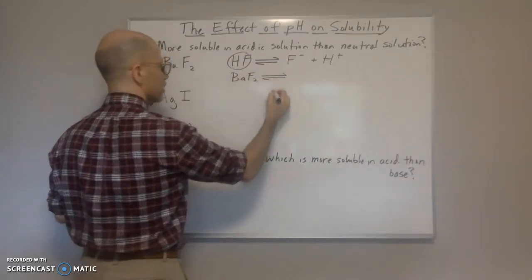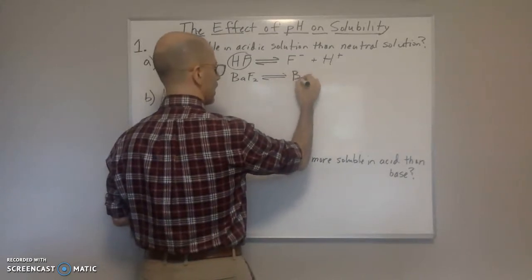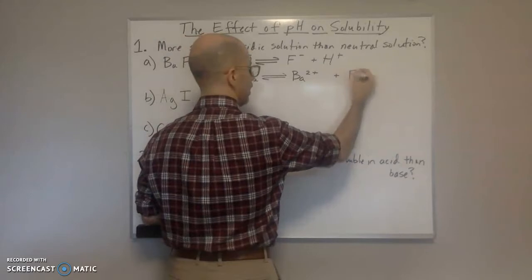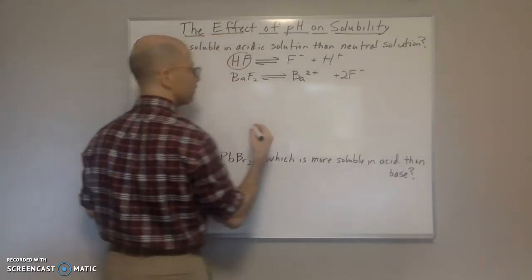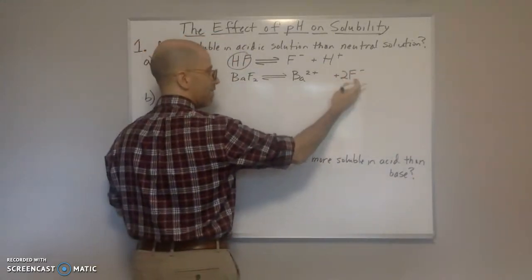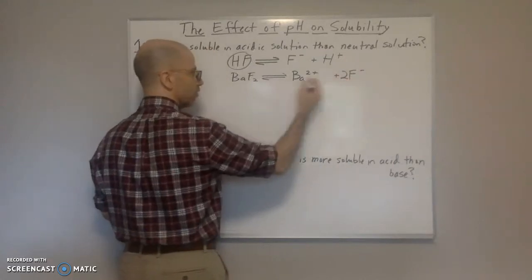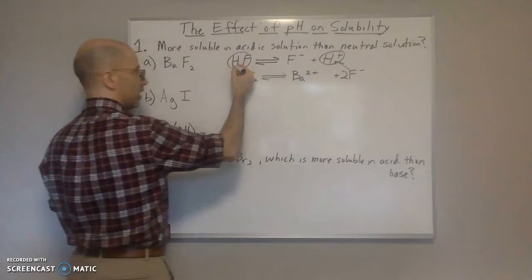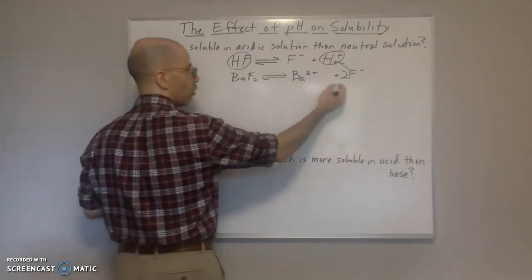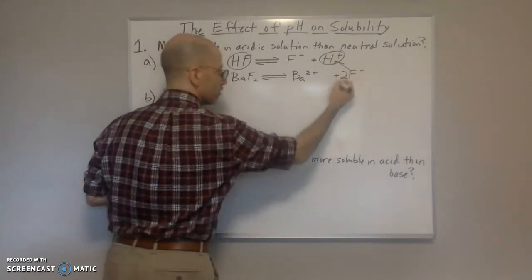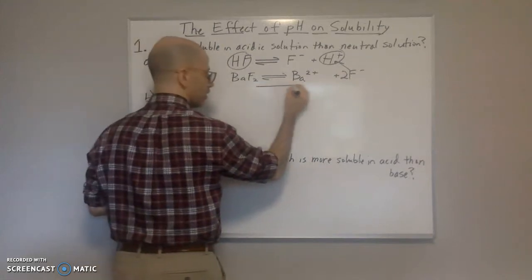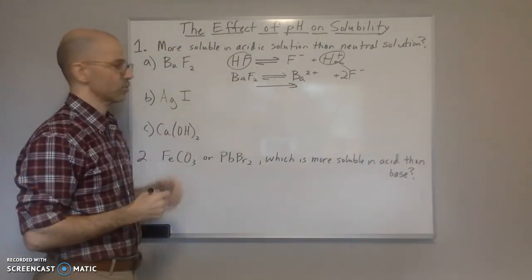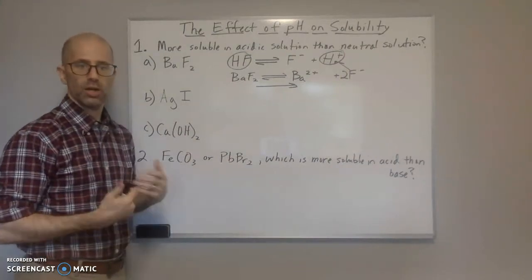BaF2 dissolves into Ba2 plus plus 2F minus. But as the F minus is forming, as this dissolves, this F minus is picking up H plus going to HF. And so this is going to decrease, and as this decreases, more of it is going to dissolve. So in this case, in acidic solution, BaF2 would be more soluble.